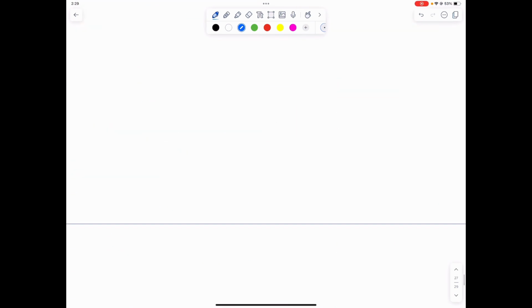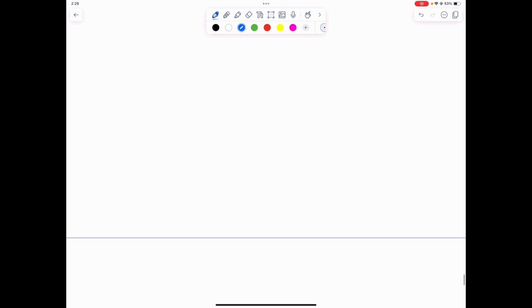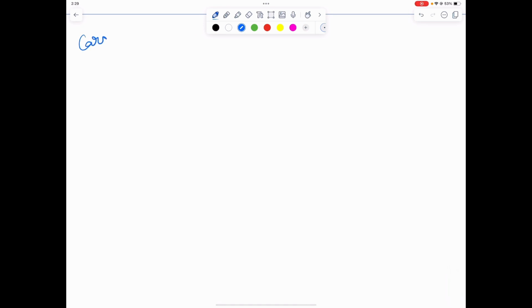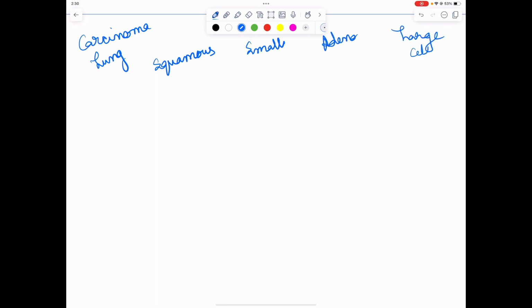Just remember that. Now I'm going to start the most dreaded portion, yet easy if you go through the mnemonics I'm going to give you. Now carcinoma lung, how can you remember carcinoma lung? See, first of all, what are the types? Squamous, small cell, adenocarcinoma, and large cell.